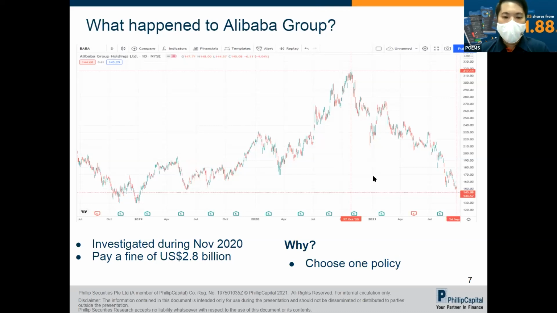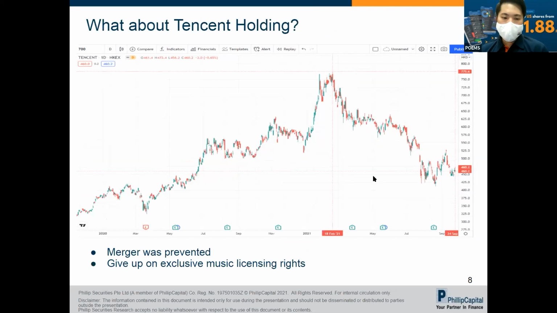Next will be Tencent Holdings. For Tencent Holdings, we can see that it dropped from over 700 Hong Kong dollars to over 400 Hong Kong dollars. So there is another drop of around 40% in the share price.